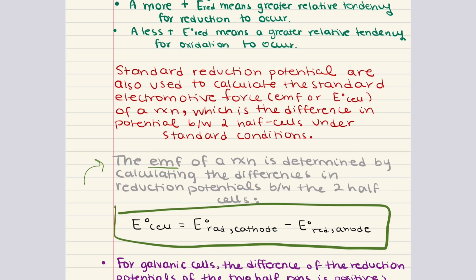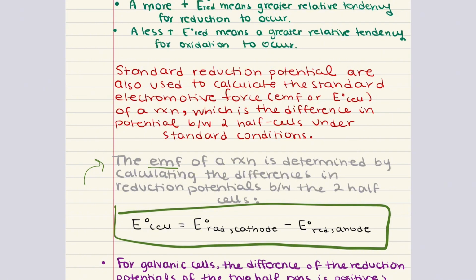Now, when you're calculating the EMF, you're going to subtract the reduction potential of the anode from the reduction potential of the cathode. And it's crucial not to multiply the standard potentials by the number of moles oxidized or reduced, because the potential of each electrode is independent of the amount of material. It depends solely on the identity of the material. That is so important. I'm going to repeat it once more.